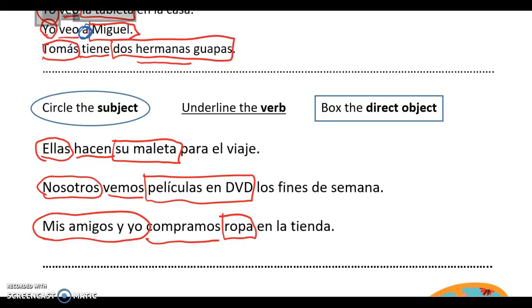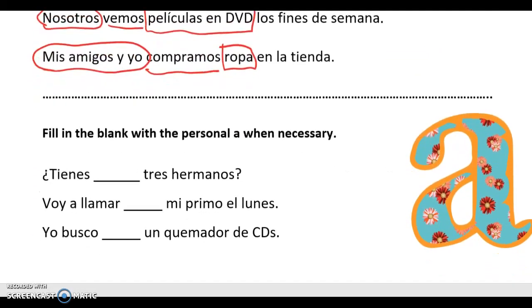All right. Last but not least, let's decide. Oh, look at our pretty A. Do we need the personal a or not? All right, we're going to find out. We're going to fill in the blank with the personal a if it's necessary. If not, we're going to let it go.